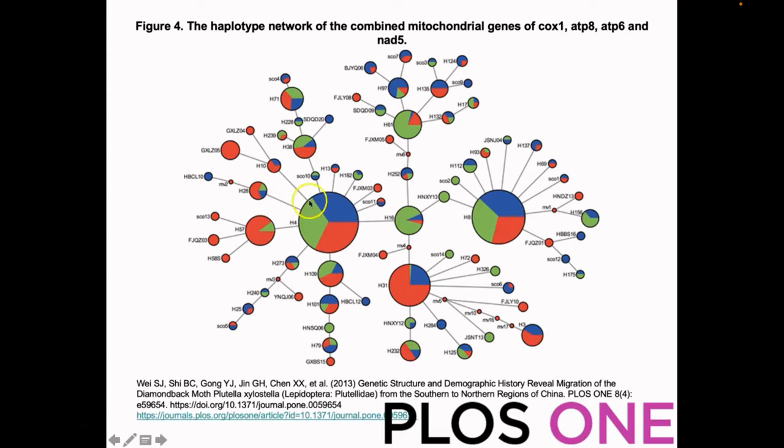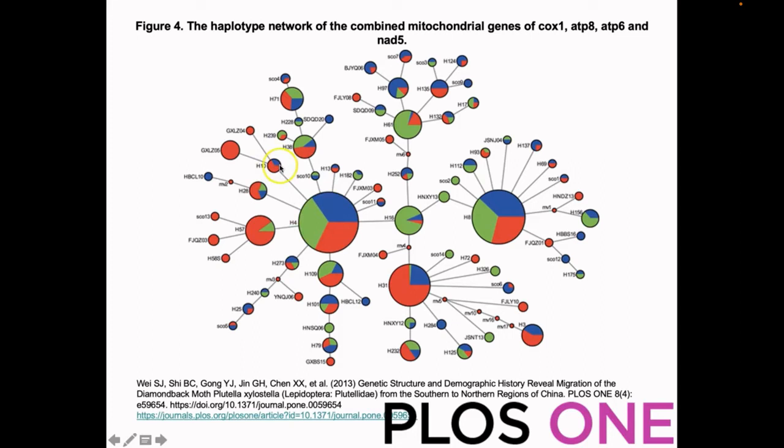Now, let's talk about the colors. So this corresponds here to a large number of individuals of this moth that all have the same mitochondrial DNA sequence. These colors correspond to moths that were collected in different geographic areas, in this case in China. So even though all of these moths have the same DNA sequence for their mitochondrial DNA, in other words, the same haplotype, these moths were collected in different areas. So across different areas of China, this area, this area, and this area, you have moths that have genetically identical mitochondrial DNA. They have the same haplotype.